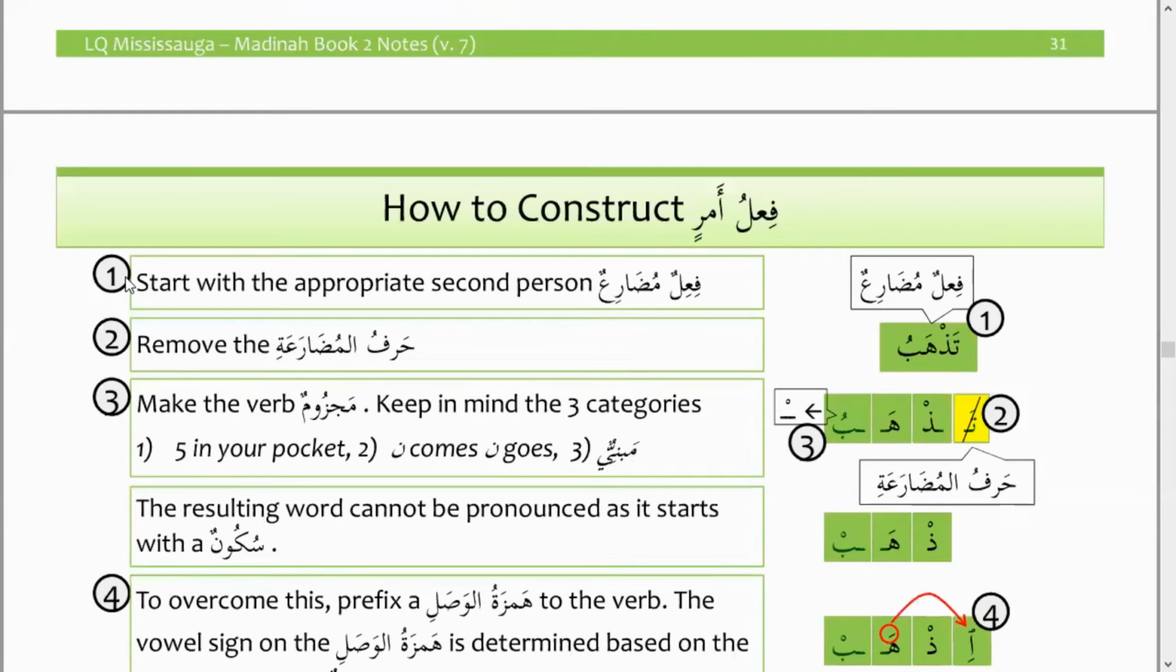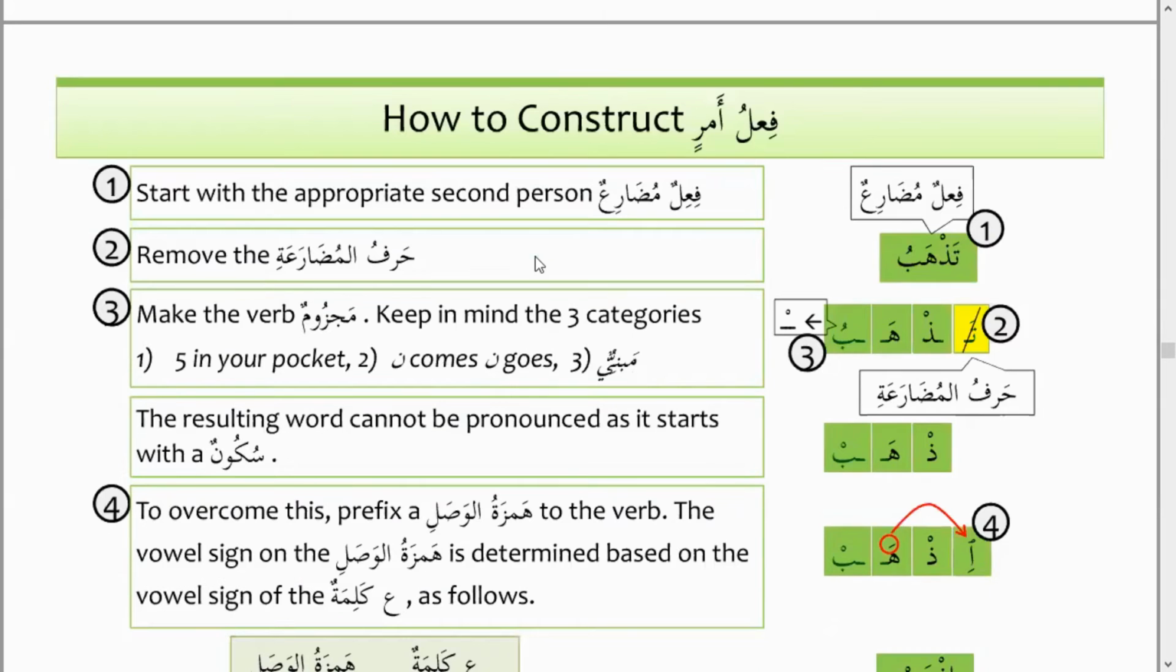First we look at the fail mudari. Start with the appropriate second person fail mudari. So what do we do? We take the fail mudari. This is step 1. Step 2: remove the harful mudari, the first letter. Remove it, chop it off. Chop the first letter. The third step is to make the verb majzoom. What is majzoom? Which has a sukoon, a jazm, sukoon.